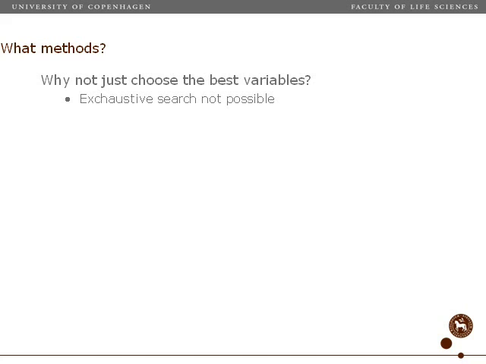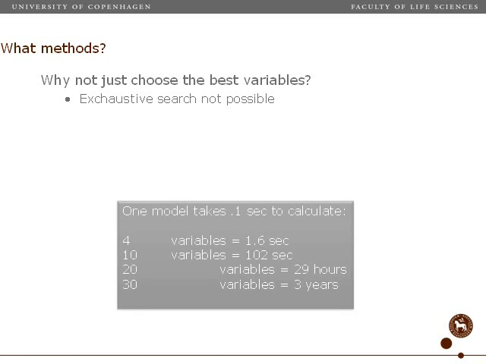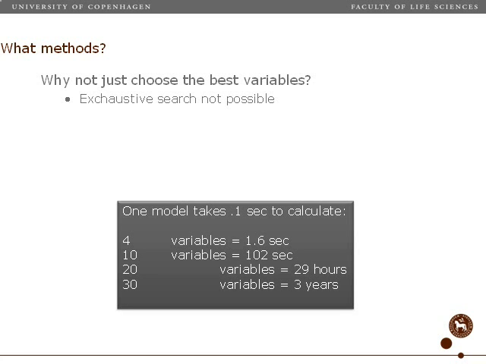Let's say that it takes 0.1 second to calculate a specific model, and let's say that we have 4 variables. Well, then we could test all combinations of these 4 variables, and it would only take us a few seconds. If we had 10 variables, it would take us 100 seconds, and if we had 20 variables, it would take us more than a day.